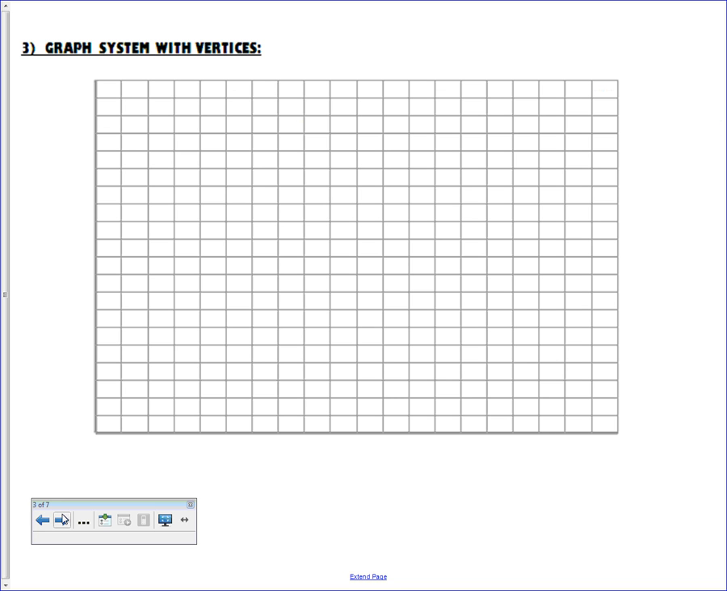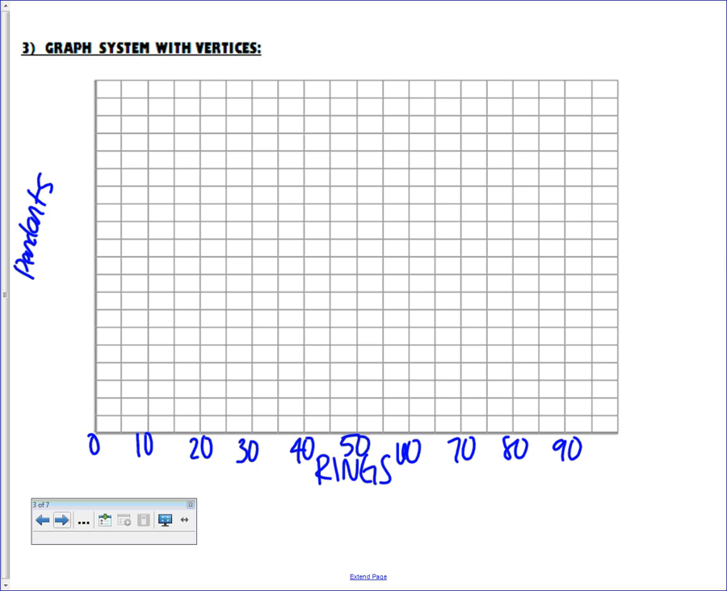Since I said that my rings are my x's, I'll go ahead and label rings on the x, and then my pendants on my y's. And what you want to do is make this graph as big as possible in the space provided. So the biggest x that I need to get to is 100. So I'm going to go by fives. I've got 10, 20, 30, 40, 50, 60, 70, 80, 100. Perfect. And the biggest y coordinate I need is 80. So I'll kind of go by tens again. So I've got 10, 20, 30, 40, 50, 60, 70, and 80.